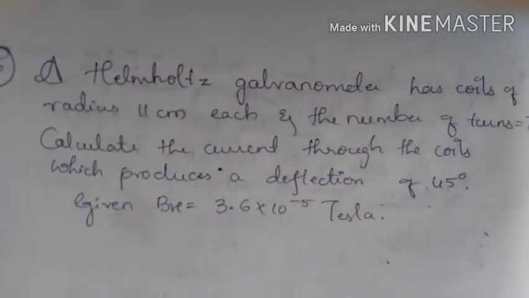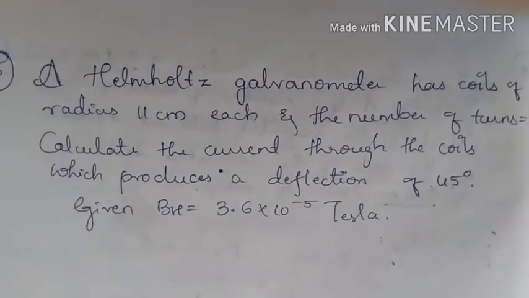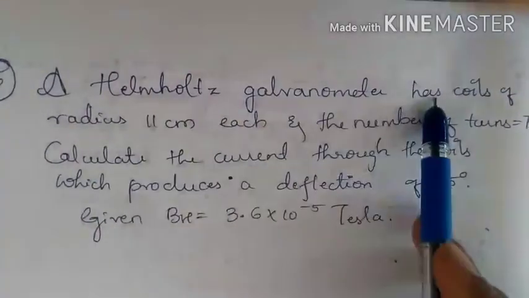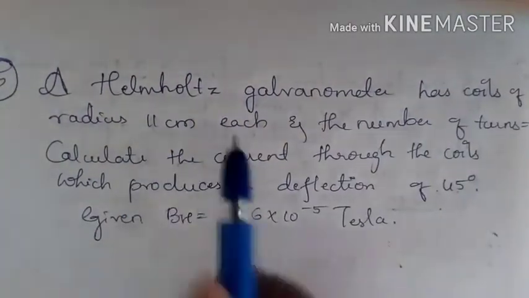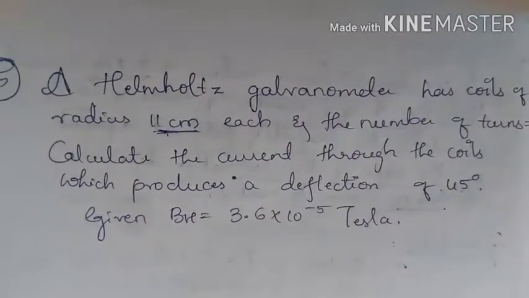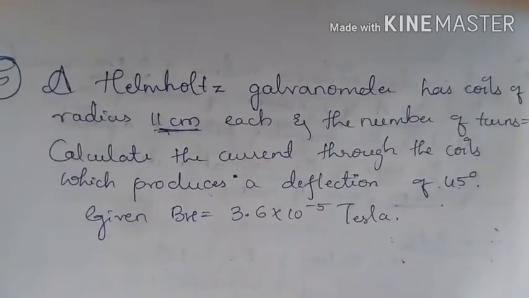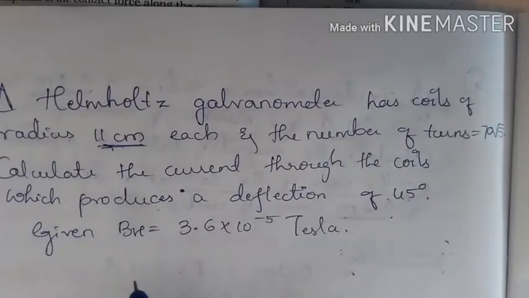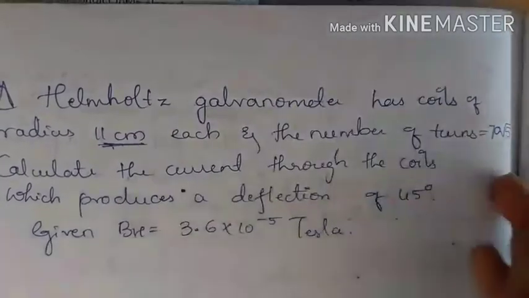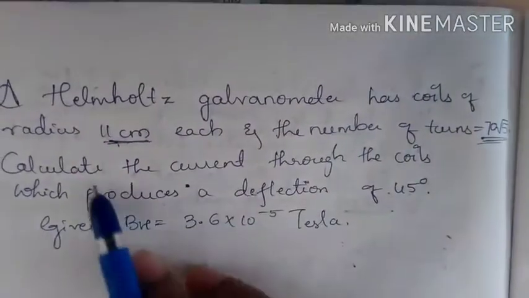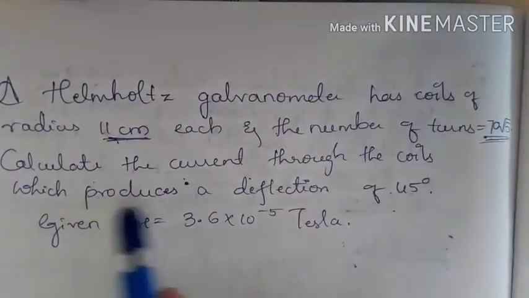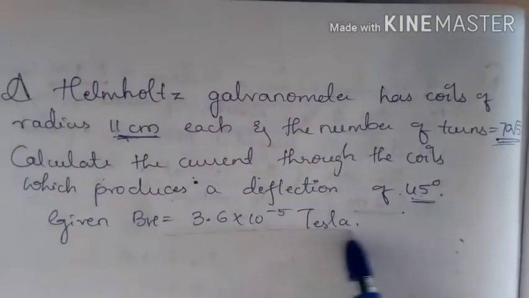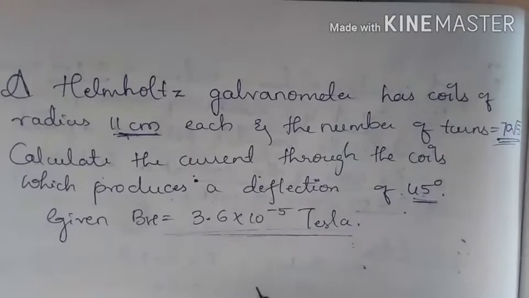So here you have a question based on the Helmholtz galvanometer again. This is question number 5. A Helmholtz galvanometer has coils of radius 11 centimeter each. So the radius of the coil is 11 centimeter and the number of turns is equal to 70 root 5. Now for this, calculate the current through the coils which produces a deflection of 45 degrees. Given BH is 3.6 into 10 power minus 5 Tesla.